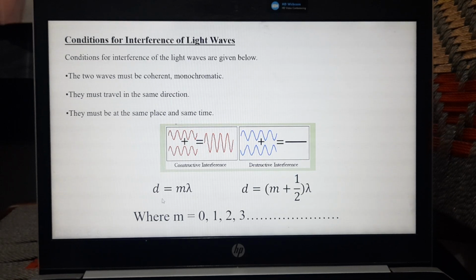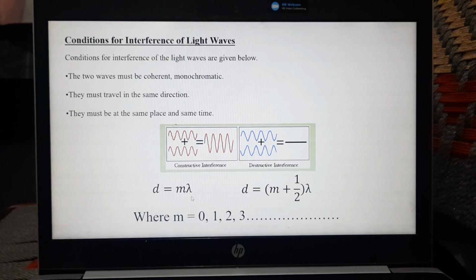Look, the mathematical formula for the constructive interference is represented as d is equal to m lambda, and for destructive interference the formula is represented as d is equal to (m plus half) lambda. This is the diagrammatic representation of the constructive interference, and this is the diagrammatic representation of the destructive interference.